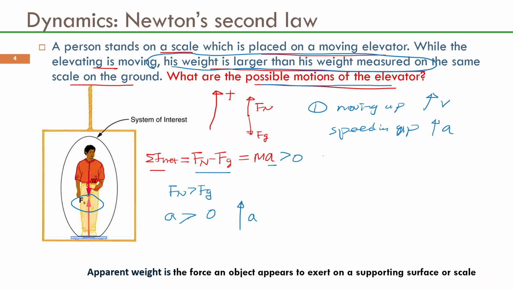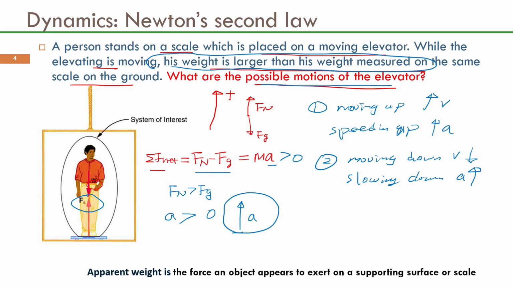And the second situation is the elevator may be moving down. So the velocity is going down, but it is slowing down. In this case, the acceleration is also going up. So under both scenarios, your acceleration is going up. And under this situation, we know the normal force from the scale, which is the apparent weight, is going to be larger than the weight on the ground.